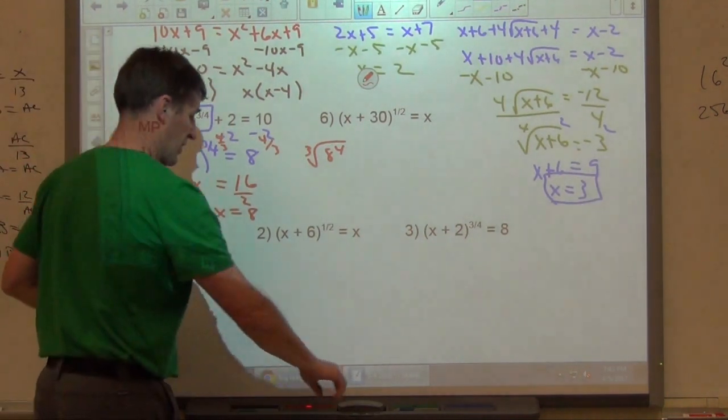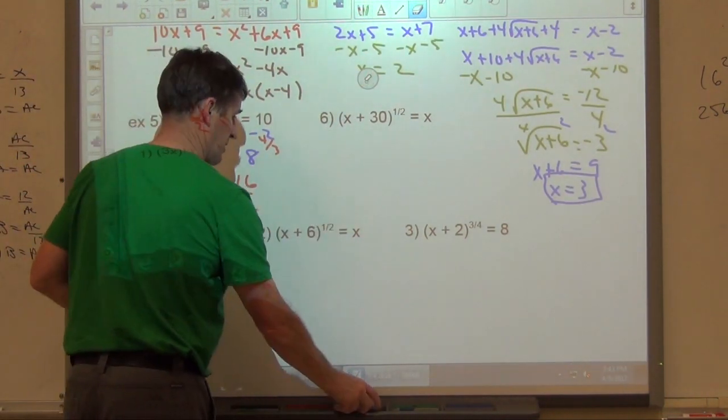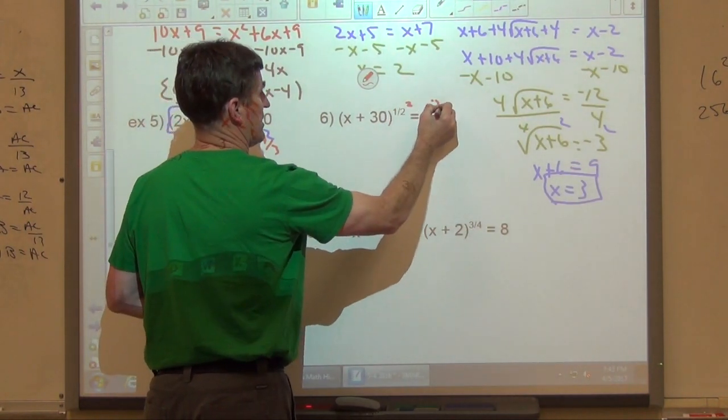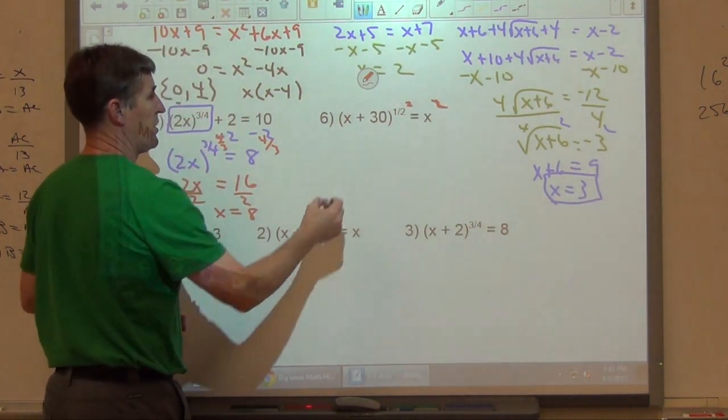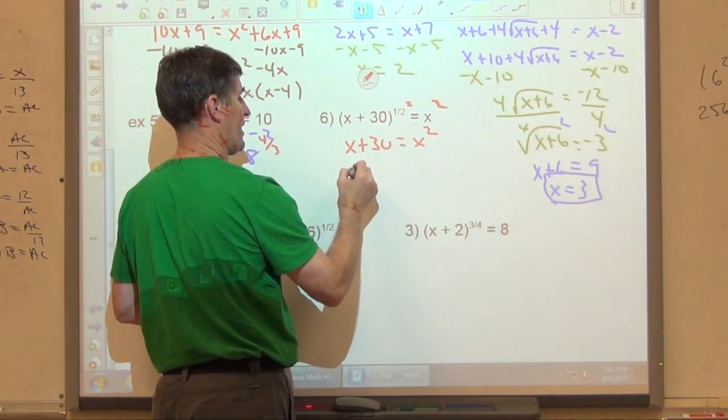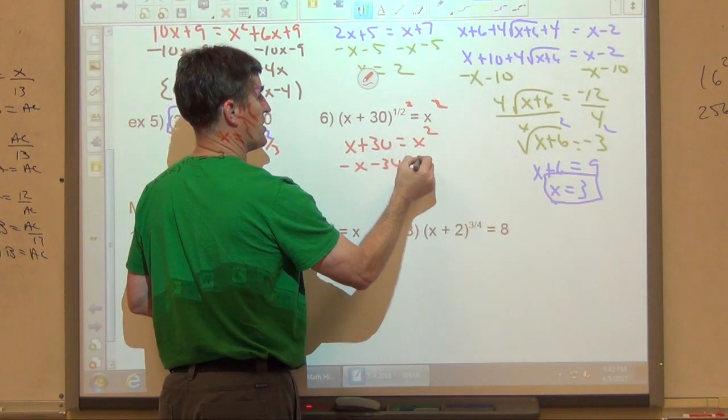If we look at the second one, so again, because it's a fractional exponent, we just do the reciprocal, we square both sides. Because remember, 1/2 power means the square root, so it becomes x plus 30 equals x squared. It's a quadratic. Let's set it equal to 0.